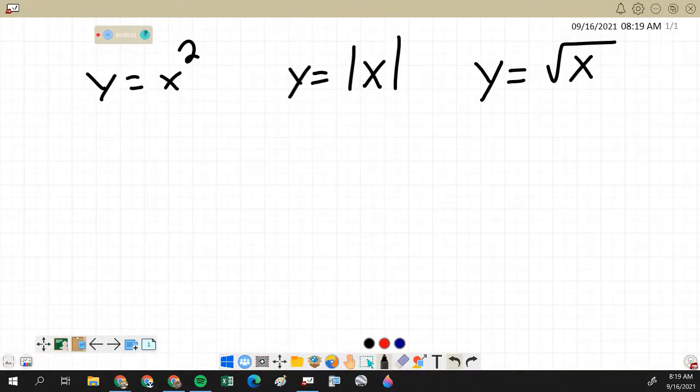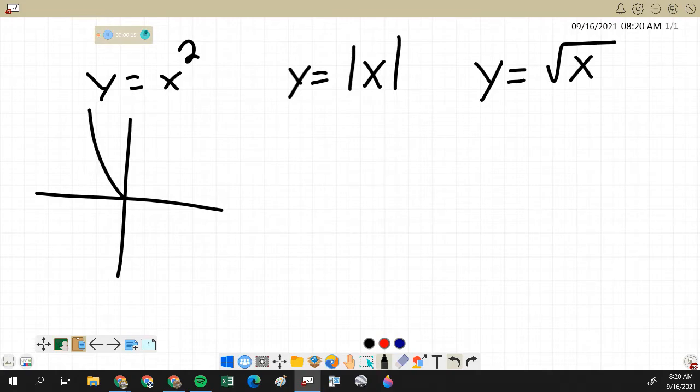Today we're going to work on 2.2, which deals with transformations of graphs. So I've written 3 equations up on the board. These are what we call parent functions. The first can be graphed using a parabola. And that parabola starts at 0, 0. And then the next point is over 1, up 1.